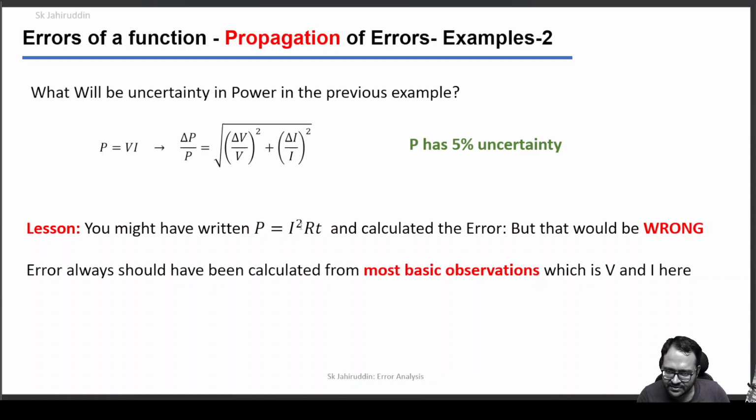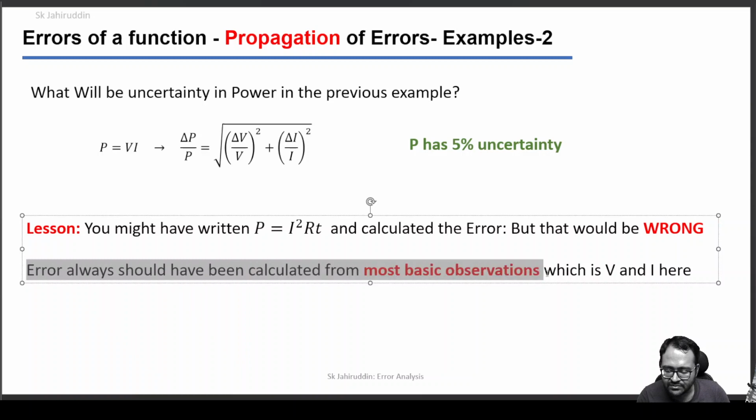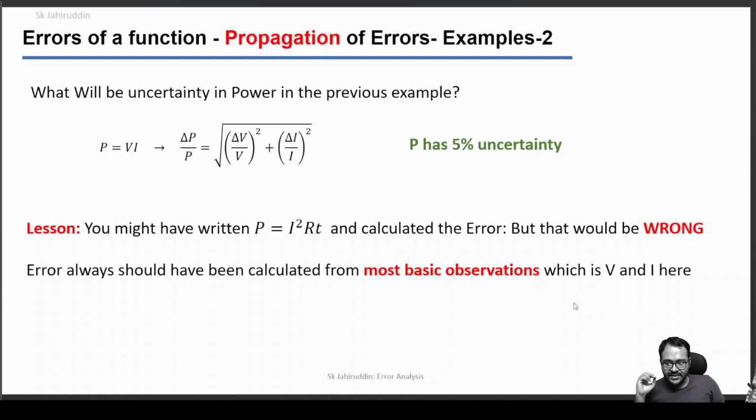Why? It will give you increased error. But error should always be calculated from the most basic observations. We observed V and I, and we got that uncertainty. If I can write power in terms of the very basic quantities, which is V and I, I will write it and calculate error from there. Your R is a derived quantity, which we have derived from V and I. So if you write P like this and calculate the error, the error will increase.